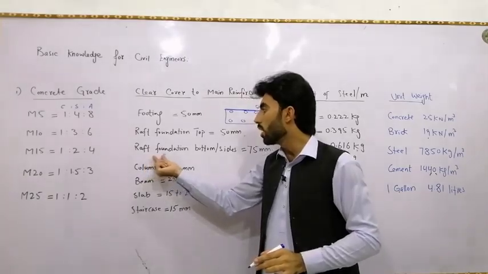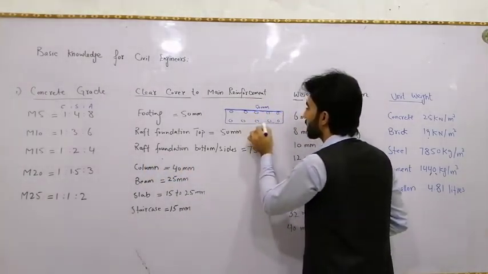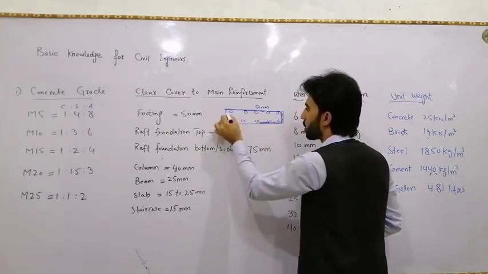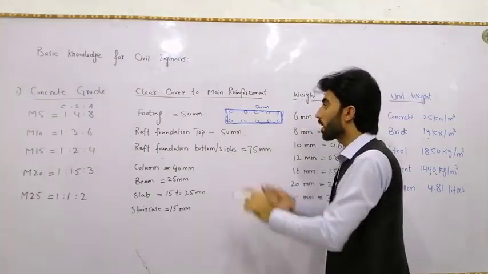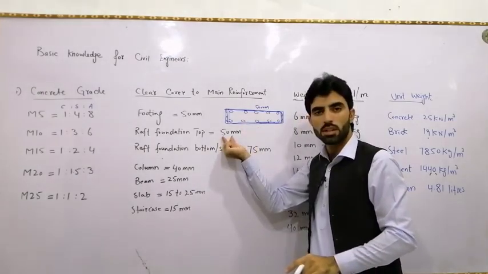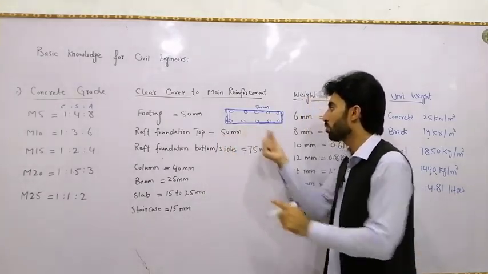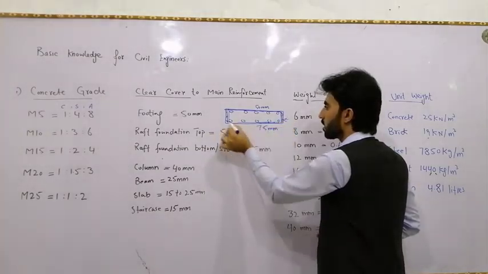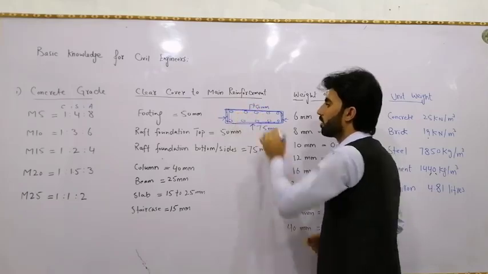The other one is raft foundation bottom and sides. For the bottom and sides of the raft foundation, the cover should be 75 millimeter. So for the raft foundation, the top concrete cover should be 50 millimeter, and the sides and bottom should be 75 millimeters. Both sides and also the bottom should be 75, and the top should be 50 millimeter.